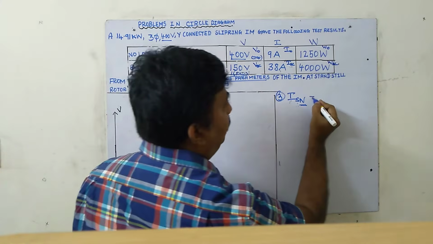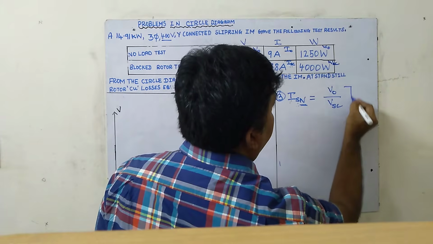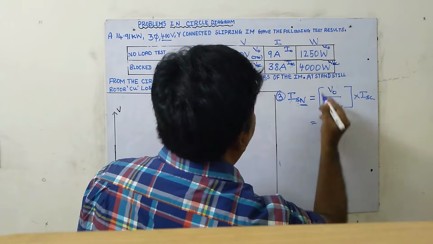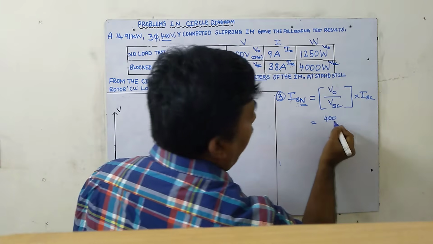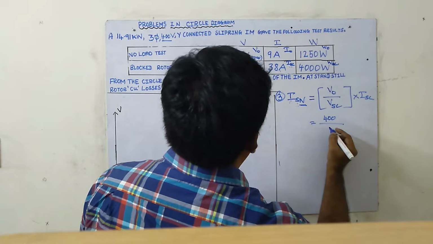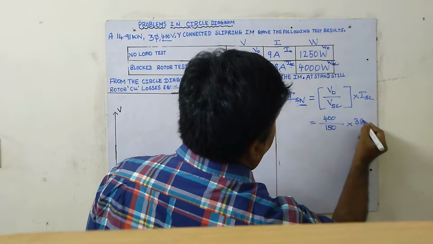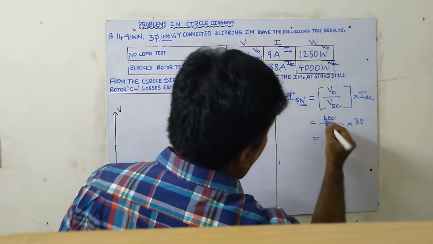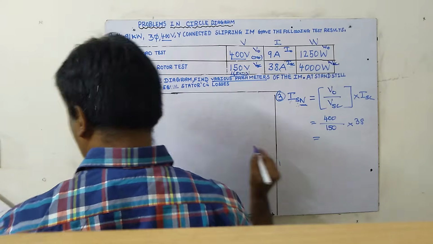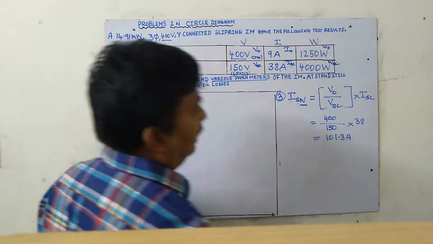This is a simple formula: V0 divided by VSC into ISC. That's all. What is V0? V0 equal to 400, the rated voltage. We are doing the experiment for rated voltage only. VSC equal to 150, into ISC, which is 38. So it is some 2 point something times. I am getting the value 101.3 amps. This is the third step.